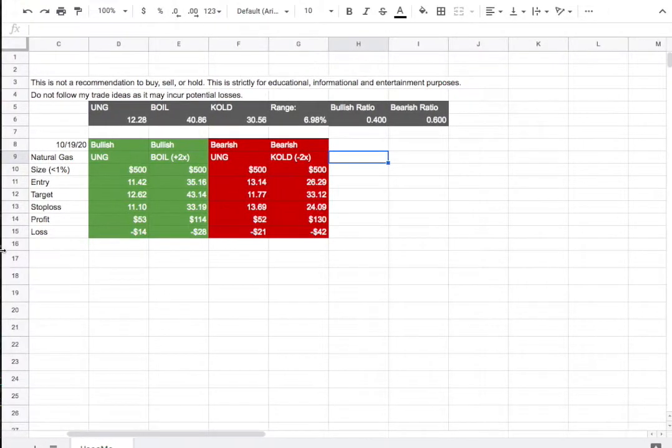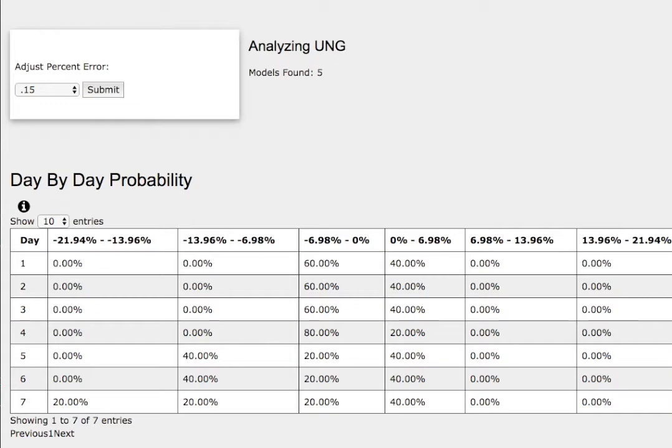It all comes from the day-by-day probability model, which is available in the link below, so do check it out. As we progress to the 5th day or week of trading, we have a 40% chance for natural gas to climb between 0 to 7%, and a 20% chance for it to fall between 0 to negative 7%, and further extreme case to the downside, a 40% chance to fall between negative 7% to negative 14%.